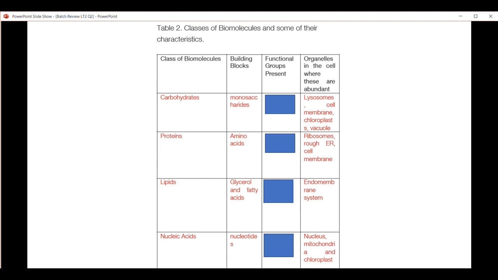Now for the functional groups, carbohydrates will have carbonyl and hydroxyl. The proteins will have what kind of functional groups? Amino and carboxyl. The lipids will contain which functional groups? Carbonyl, hydroxyl, and phosphate, while the nucleic acid will contain amide, hydroxyl, and phosphate. So this would be the discussion for the biomolecules.